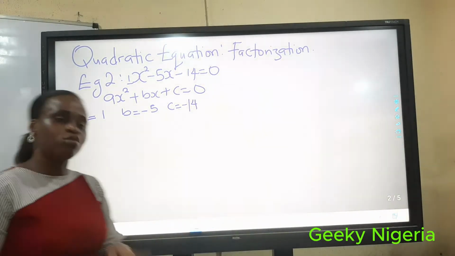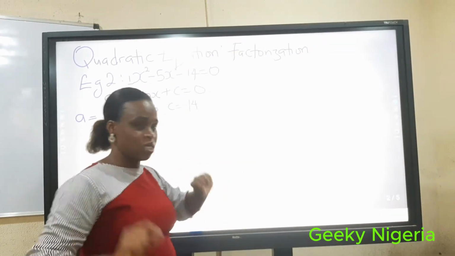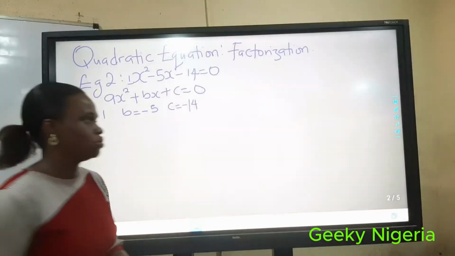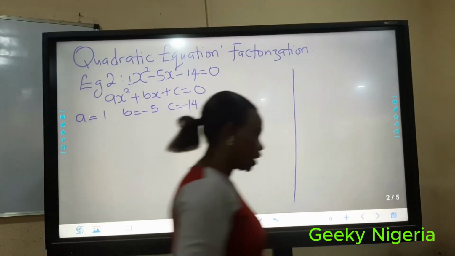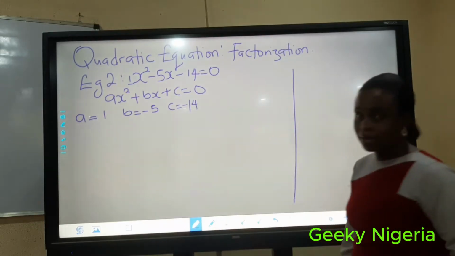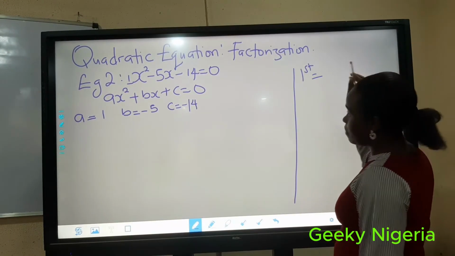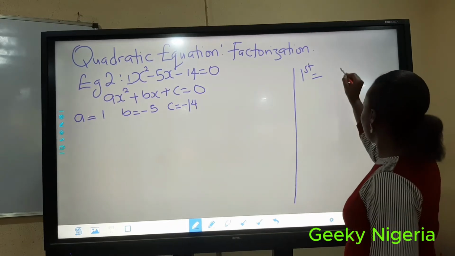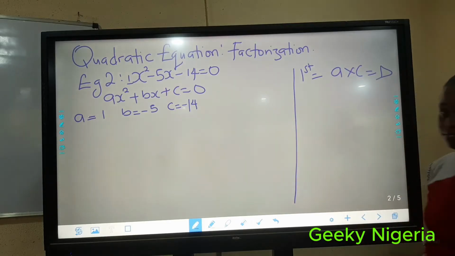Now there are some simple rules on how to solve a quadratic equation by factorization to make it easy. Two simple rules I'll give you here. One: first, multiply a and c, that is, multiply a by c. You'll have a times c. Let's say our answer is d.